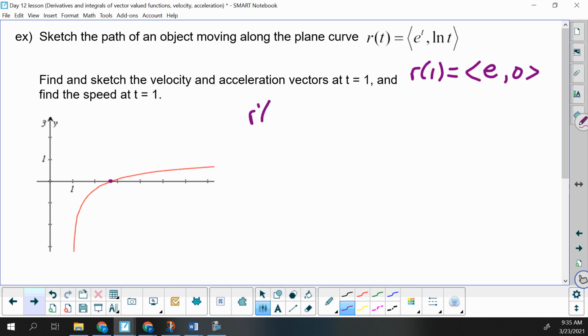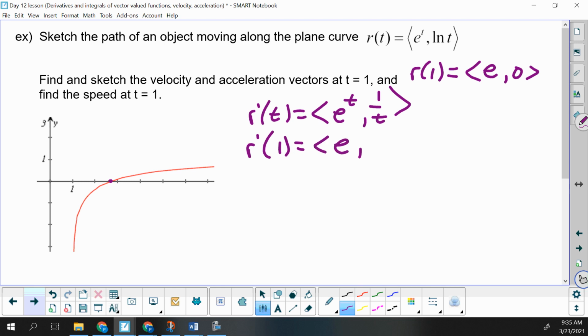So let's start with r prime of t. That would be e to the t, comma 1 over t. We'll do r prime of 1. That's going to be e, comma 1. So e is like 2.7, so this means we want to go 2.7 to the right and 1 up. So we're already at 2.7-ish, so we should be about 5.4. And then up 1, so that's about there. So that would be our velocity vector.